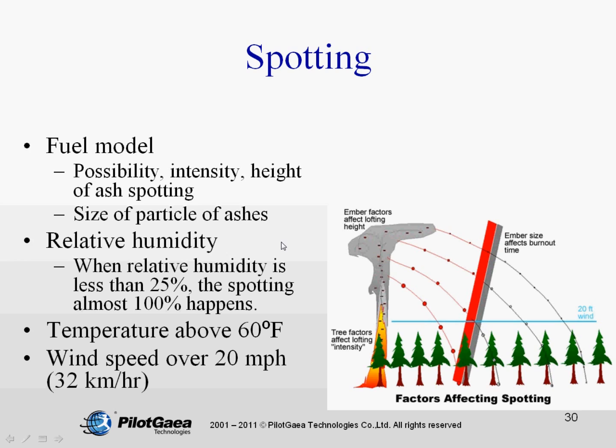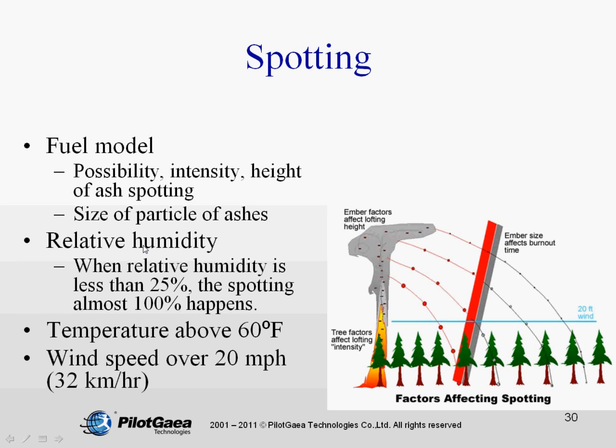Concerning the generation of spotting, the possibility, intensity, and height of ash spotting are affected by the types of fuels, and the size of particle of ash is also an important factor. As the size is small, the distance of spread will be larger and then the spread rate will be faster.